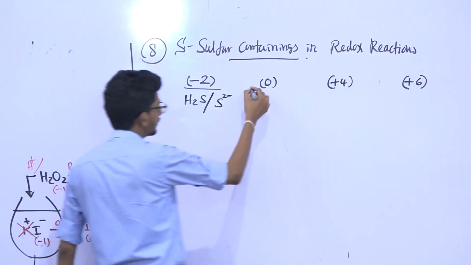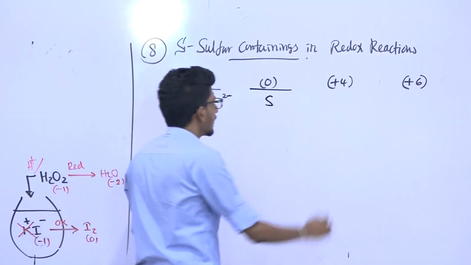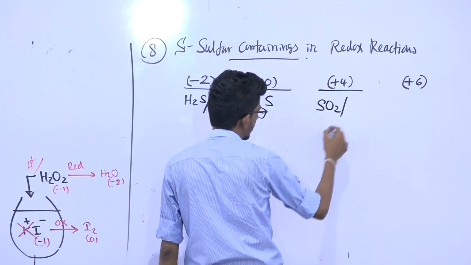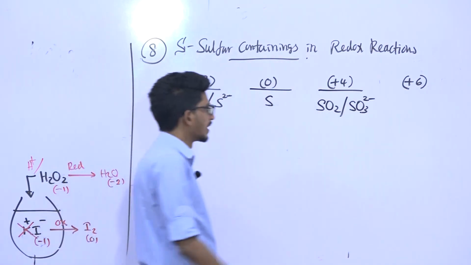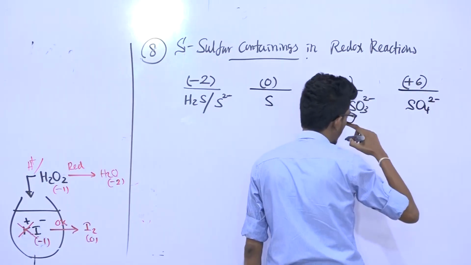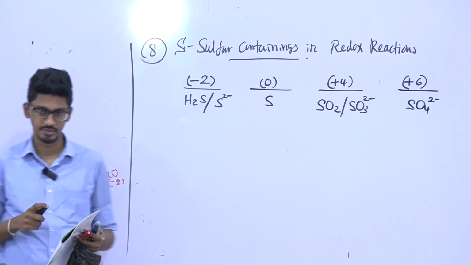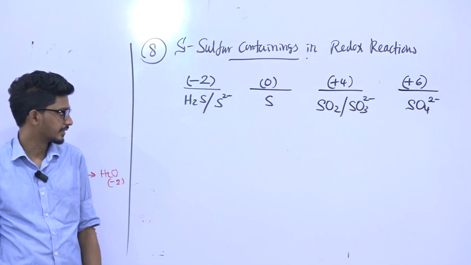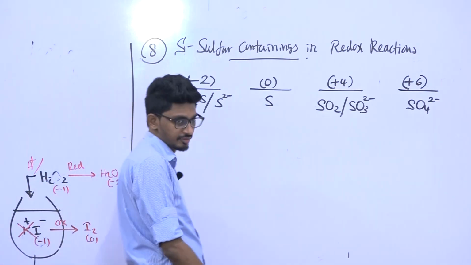When it comes to 0, it is elemental sulfur. For +4, SO2 shows the +4 oxidation state for sulfur, as well as SO3 2- as an ion. For +6, SO4 2- is the available species. SO3 is also there, but it is not involved in chemical calculations, so I am not considering it. SO4 2- will be there as +6 in chemical calculations.